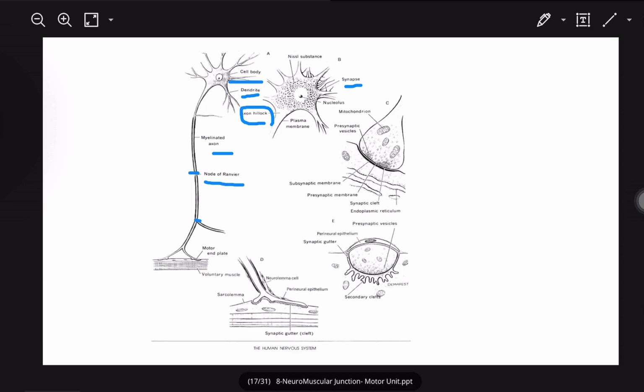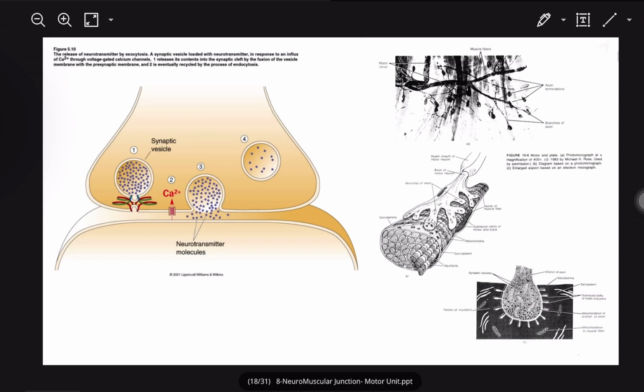It goes here, it's faster. This is the motor end plate. And if we look here, we have the muscle, as we said, voluntary muscle. We have the synaptic gap, which is the cleft. You don't need to know a lot of these because we're going to talk about them in much more detail. The post-synaptic membrane, we know about them. So this is, again, just a clear picture of how it looks.